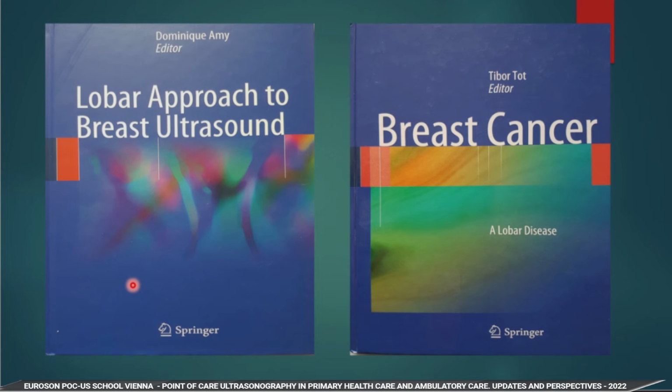Last slide. If you are more and more interested in the analysis of ultrasound for the breast, you can read the book of Tibor Tot, the anatomopathologist, the father of the sick lobe theory. And in this book, with many colleagues, we make a good analysis of the lobar approach to breast ultrasound. Thank you for your attention.